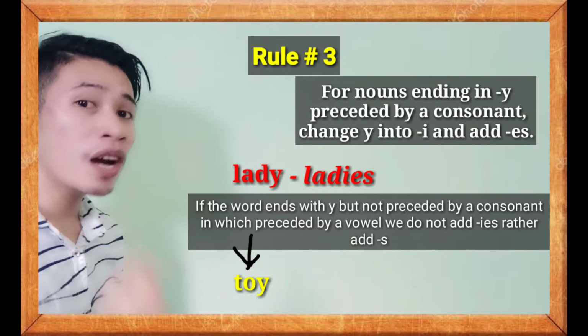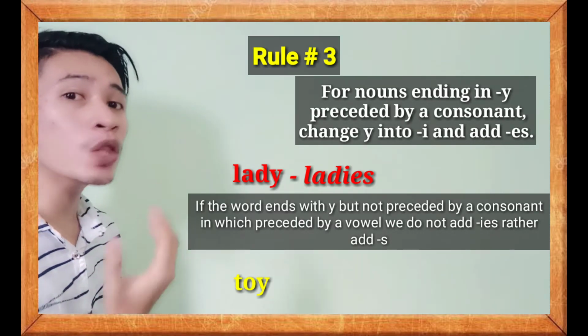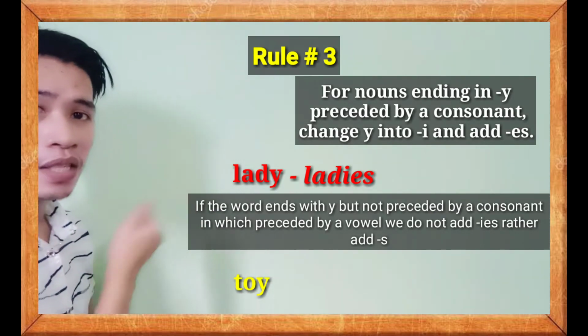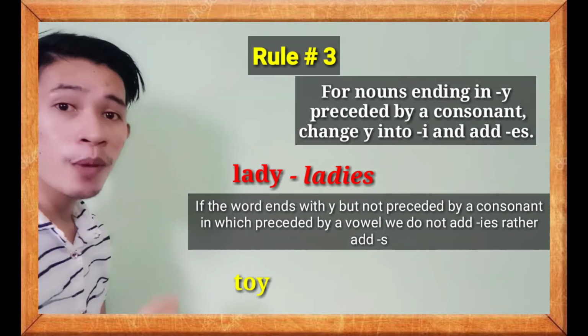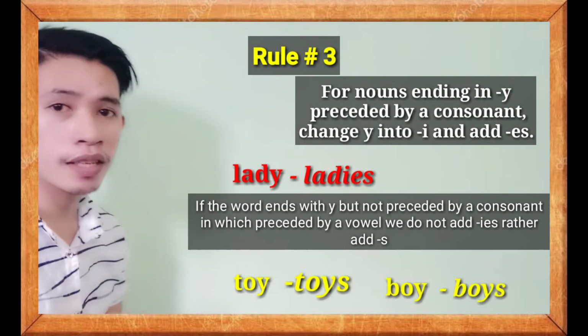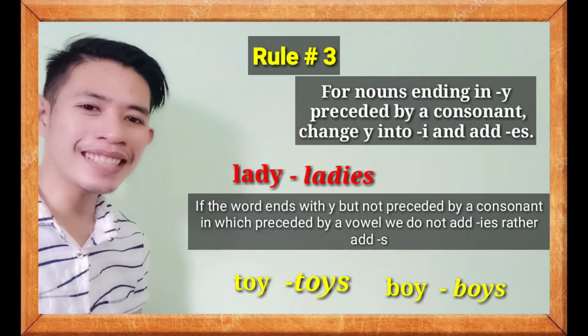So, we are not going to change Y into I and add ES. Instead, we are just going to add S. So from toy, it became toys. From boy, it became boys. So that's the rule. Understand?